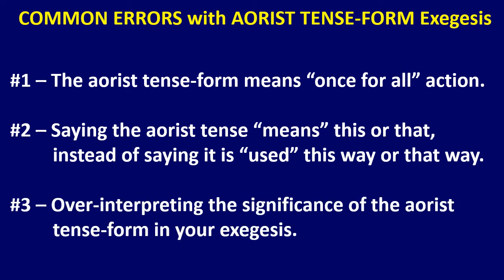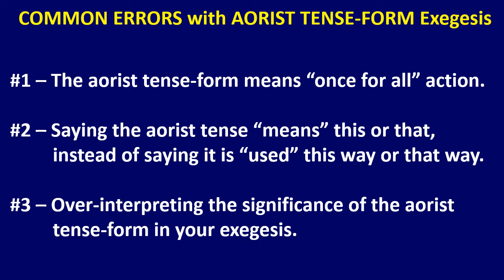The third error is over-interpreting the significance of the aorist tense form in your exegesis. In other words, as you go through a verse or passage and you're identifying the different parts of speech, and you're noting that, okay, first he uses a present tense verb here, a little later in the sentence he uses an aorist tense, and you're trying to wring out the significance of the present tense and the aorist tense verbs, you have to be very careful not to over-interpret and look for very profound meaning in every single detail of the grammar. That can lead to some problems.